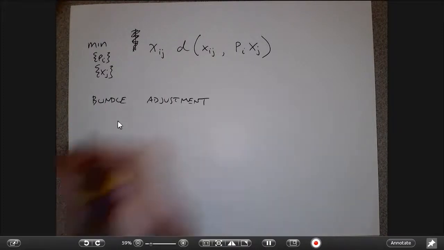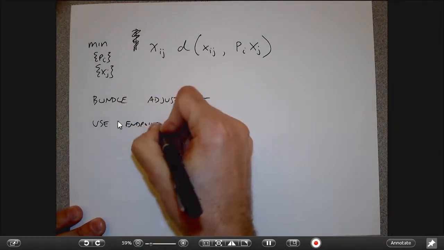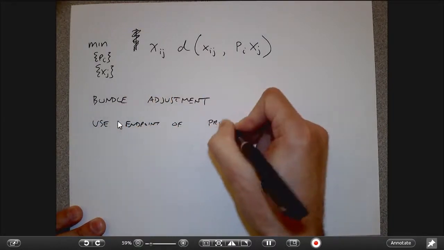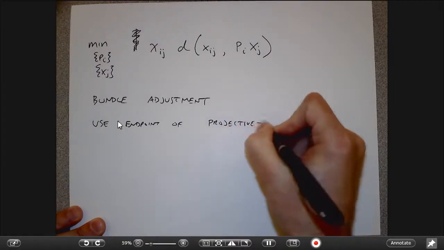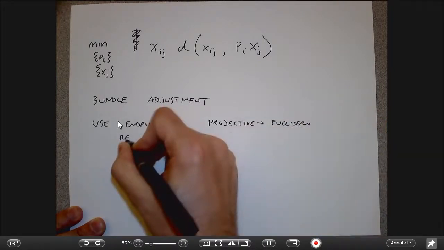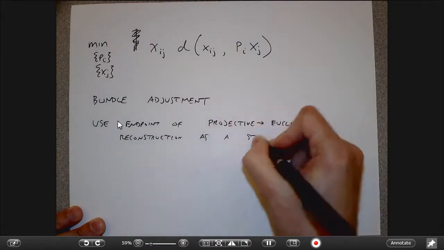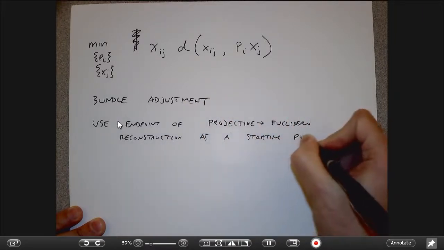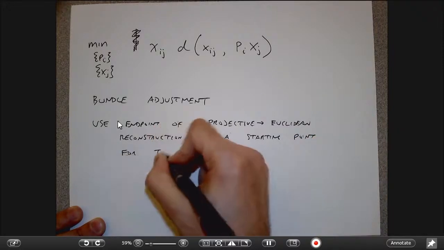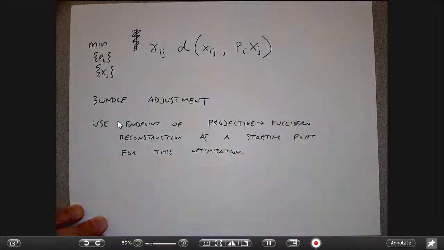So this is the idea: we use the endpoint of this projective to Euclidean reconstruction as a starting point for this optimization. And this optimization basically proceeds pretty normally.